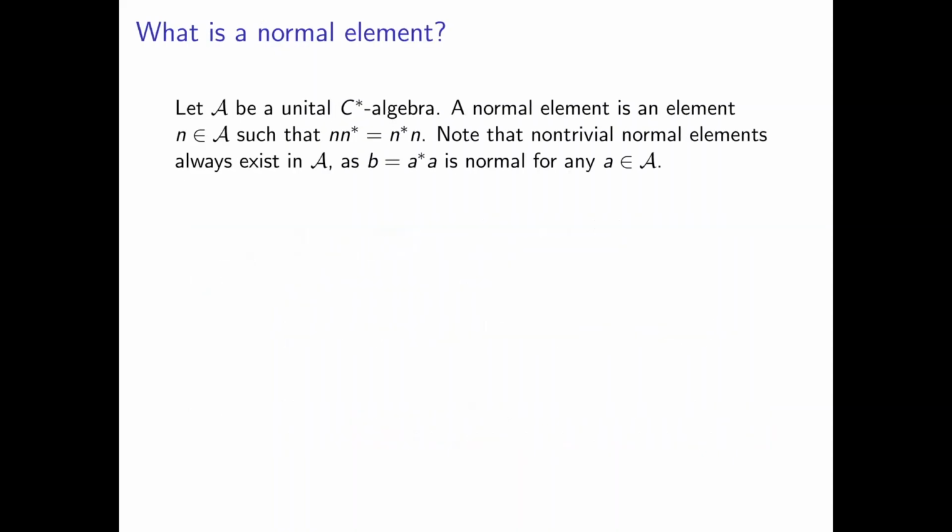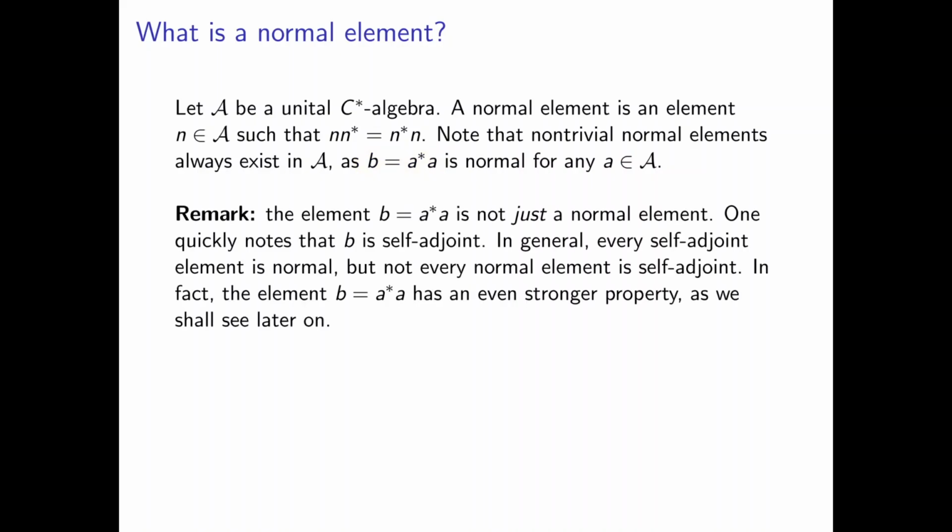So first things first, what is a normal element even? Well, if A is a unital C-star algebra, then a normal element is an element n in the algebra such that n times n star is equal to n star times n, as we have here. And note that non-trivial normal elements always exist in the algebra, as we can take, for instance, the most simple one: just taking some element A in the algebra, and then set B equal to A star times A. Then, of course, B has an even stronger property. It's actually self-adjoint, as we see.